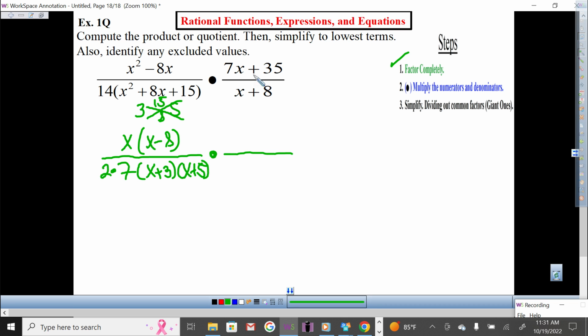All right, let's go to the second fraction. Christina, standard form numerator. GCF. What is it? 7, and we're left with x plus 5. That is correct. How about the denominator? Fredo, is it in standard form? GCF? No, so we're left with x plus 8 on the denominator. We're done with step 1. Let's go to step 2. Multiply.